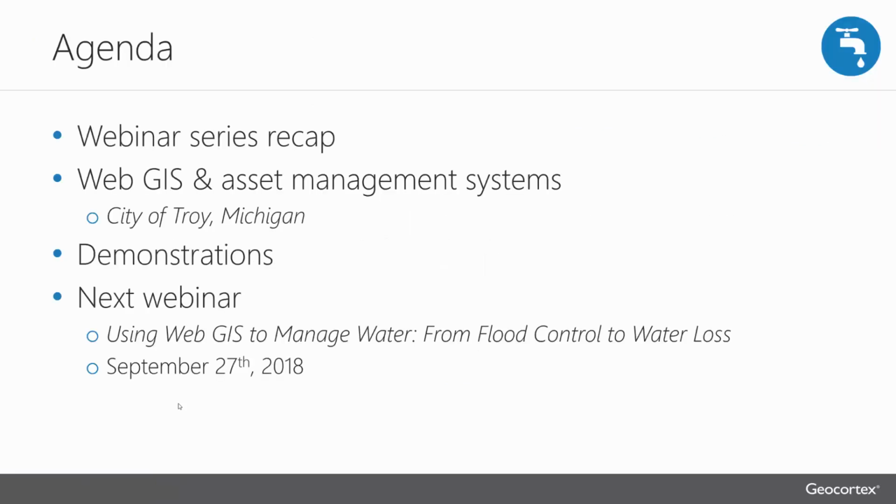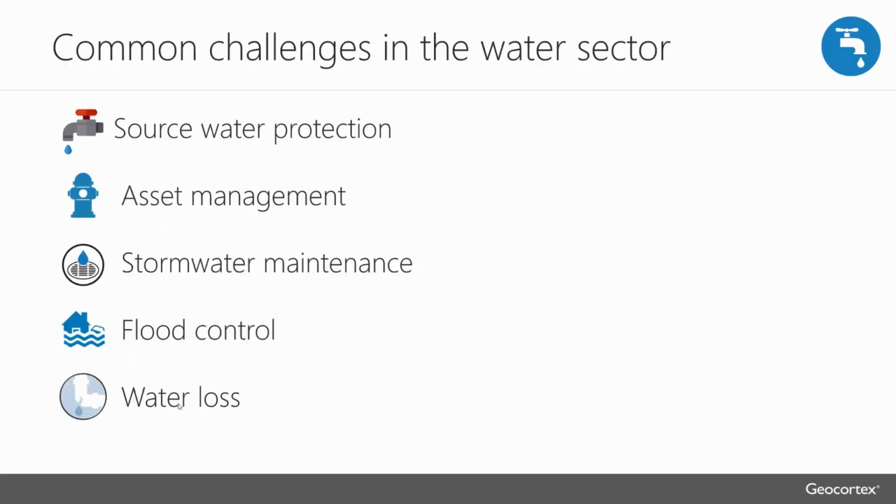So let's dive in. I'm first going to quickly touch on our water webinar series as a whole, and then dive into a great example of how the city of Troy in Michigan are using GIS and asset management systems to manage their legislative MS4 permitting requirements, and how you can accomplish this within your own organization through a number of demonstrations throughout the webinar. And lastly, our next and final webinar within our series will be highlighting how you can use WebGIS to manage water from flood control to water loss. So if that is of interest, stay tuned to our next webinar launching at the end of September.